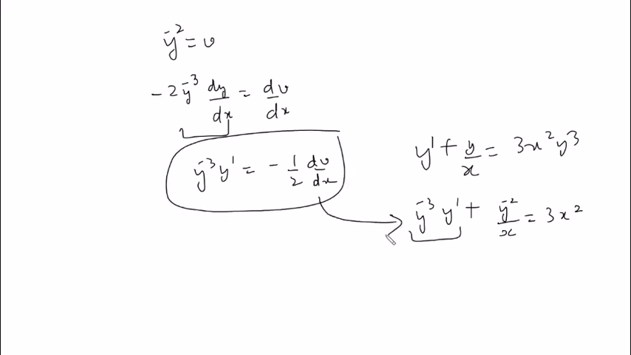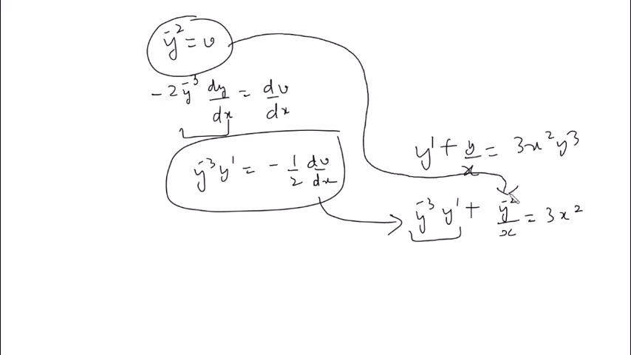So this substitution is for this term, and y raised to power minus 2 is equal to v. This is the substitution for this at this point. So once you make these two substitutions, what do we get? Minus half dv by dx plus v by x is 3x square. So we know that after this substitution the equation is going to become linear, Leibniz type. So let's make it into that form.